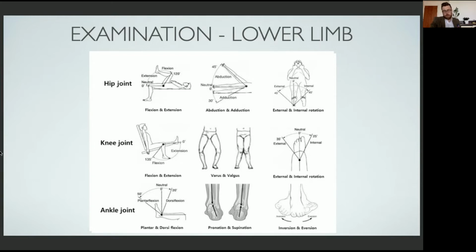The knee joint itself is a fairly simple joint. It's a hinge joint, merely flexing and extending, but it is worth noting whether there is significant varus or valgus deformity in the limb.